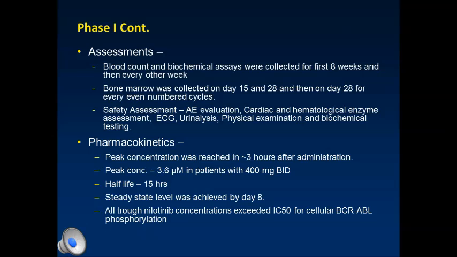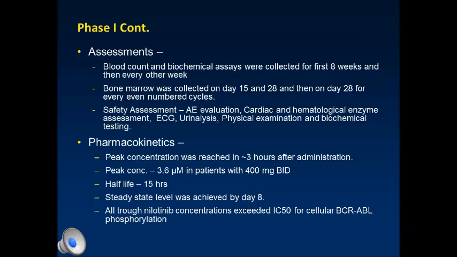Next is assessment and pharmacokinetics. For patients who received nilotinib daily or twice daily doses, blood samples and biochemical assays were collected for the first 8 weeks and then every other week. Their bone marrow was also collected on day 15 and day 28, and then on day 28 for every even numbered cycle. Safety assessments included adverse event evaluation, hematological and cardiac enzyme assessment, ECG, urine analysis, physical examination, and biochemical testing.